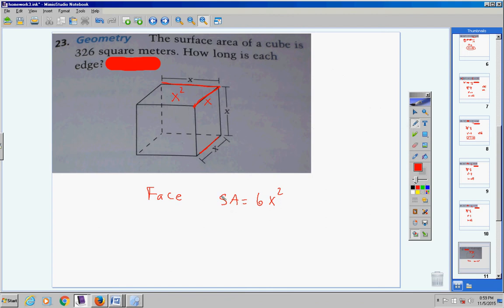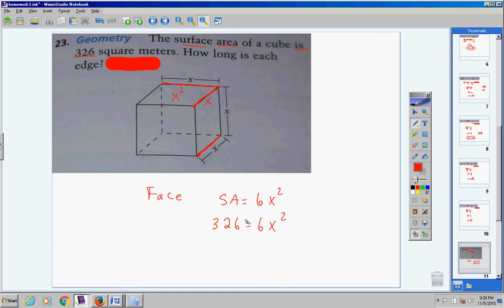Now we can substitute the 326 for the surface area because it says the surface area is 326. So for surface area, put 326. And now look, x is the length of one side. How long is each edge? Actually, they're right. It's called an edge. How long is each edge? X. Well, I can solve for x. We know how to do this, guys.